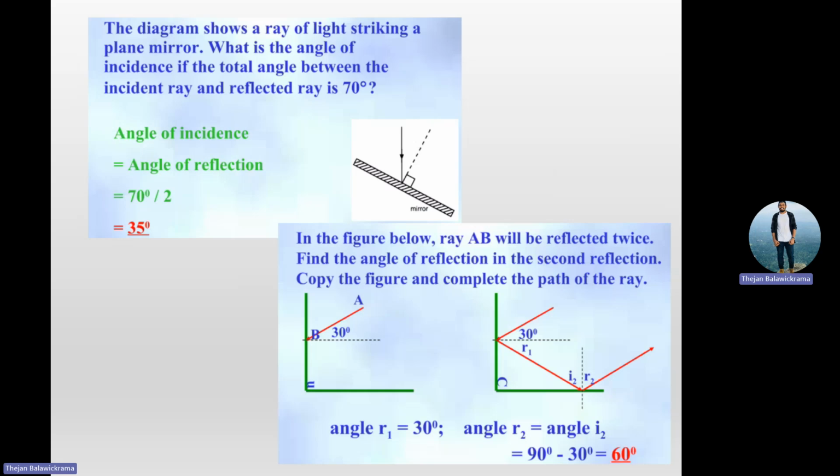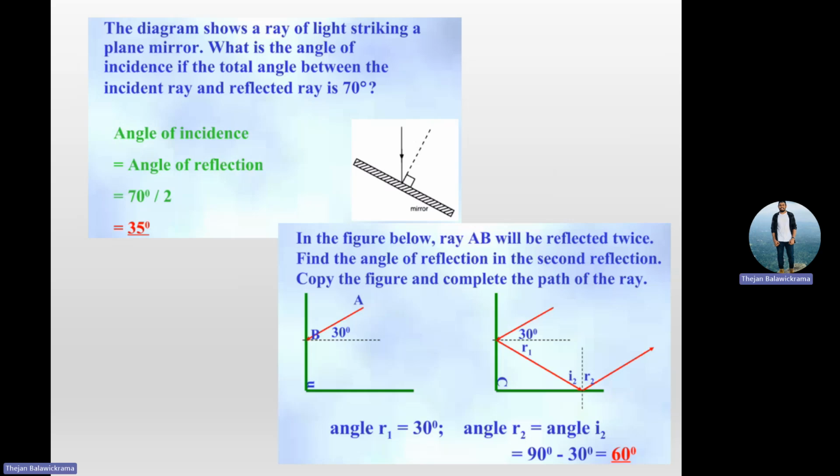They say the sum of the angle of incidence and the angle of reflection is 70. If these two are equal, call each x. Then 2x is equal to 70, so x should be equal to 35. So that is the angle. That is what they ask: take the value of x as the angle of incidence. Try this out on your own by drawing it.